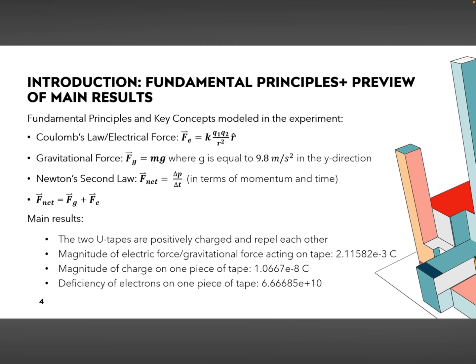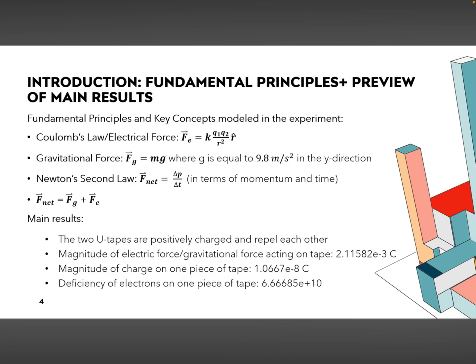For Newton's second law, we can conclude based off this equation that F net is equal to 0 when the momentum does not change. This will prove important when we're analyzing the net force on the tape. We also have another expression for F net, which is that F net equals the gravitational force plus the electrical force.